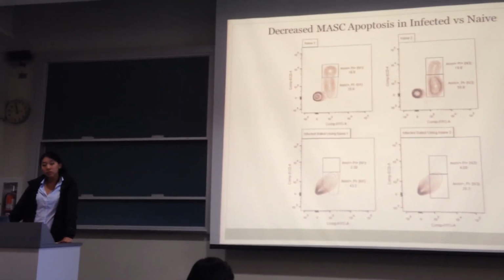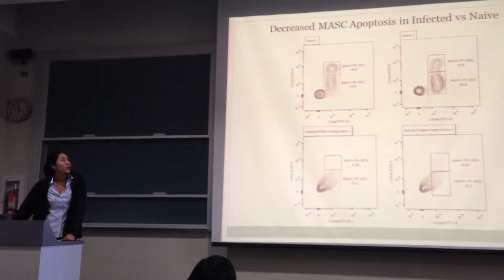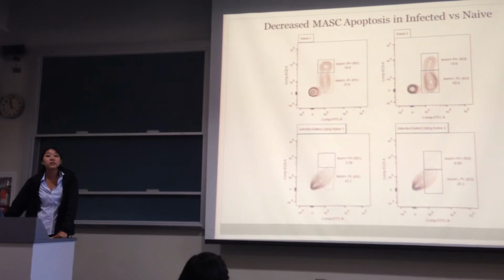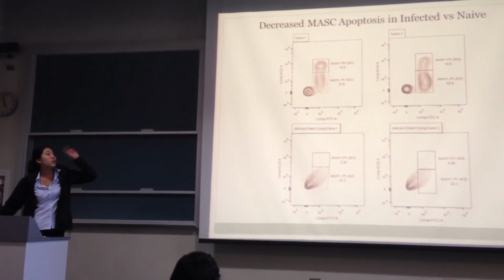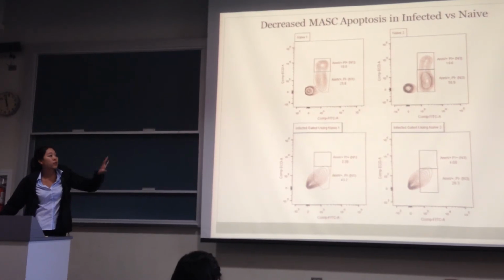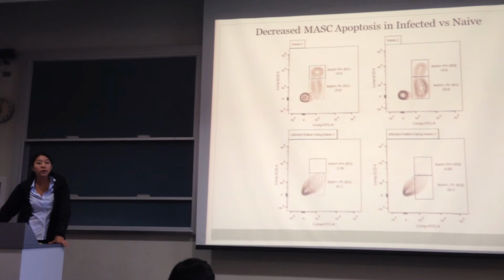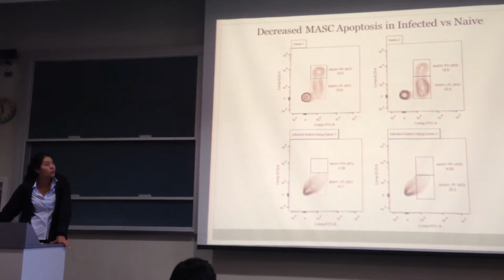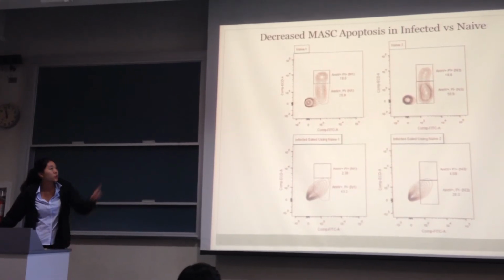And my results suggest that there's decreased apoptosis in infected versus naive mice. The top two figures are two separate mice. First, all these mice are the same genotype. They're the interferon gamma receptor knockout mice. And the top two are showing two separate mice.